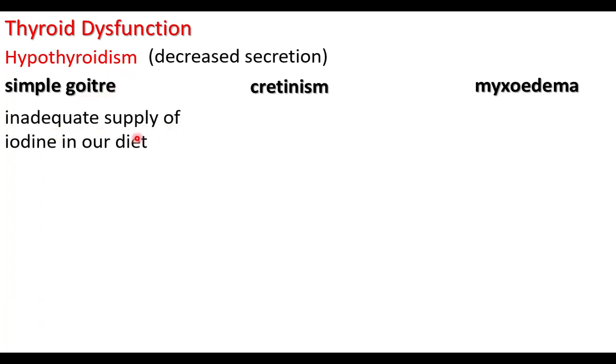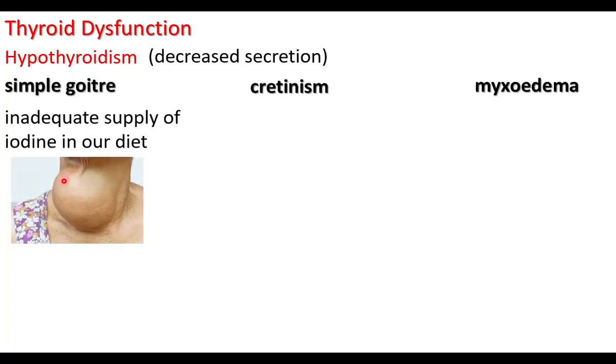Inadequate supply of iodine in our diet results in simple goiter. It is common in people living in mountain areas, where the drinking water has less iodine and the food also has less iodine, so they have this problem. When people take food with less iodine, the thyroid hormone cannot be produced normally, so the gland will swell.